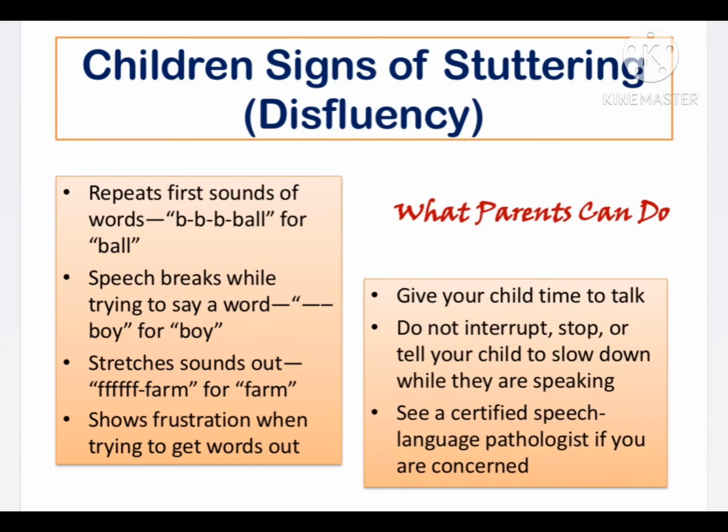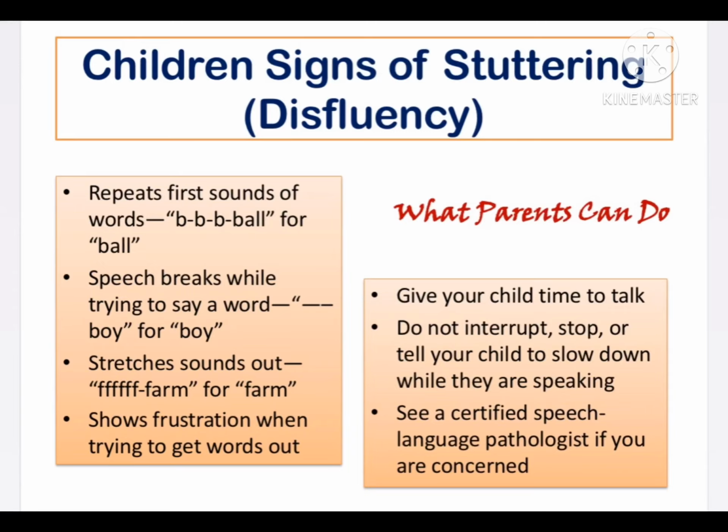Next is signs of stuttering or disfluency. First is repeats first sounds of words. Example is ball. So ang B is makadaghan niya og sulti. Then second is speech breaks while trying to say a word. For example, bo-boy for boy. So mura siya ma-break siya insulti niya sa boy.